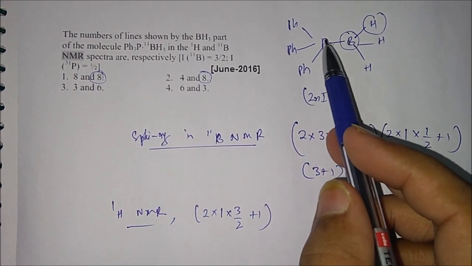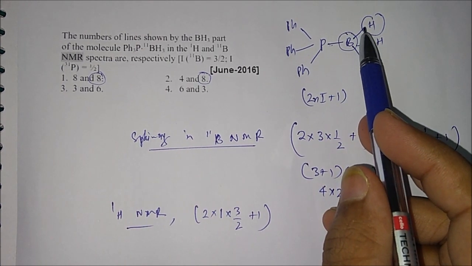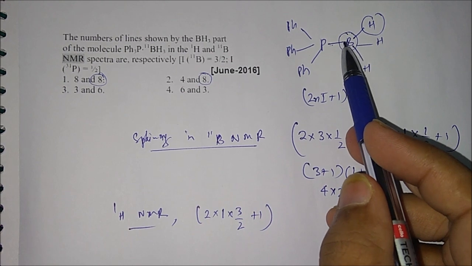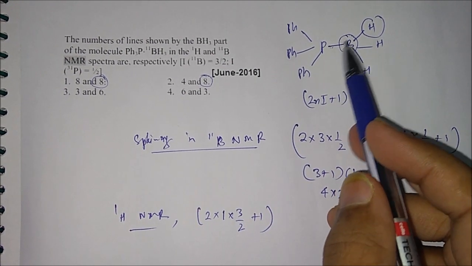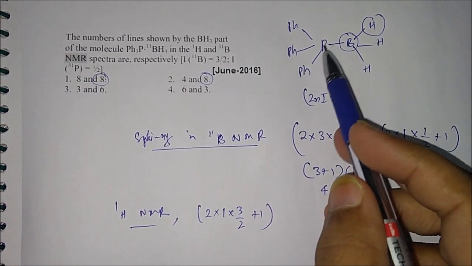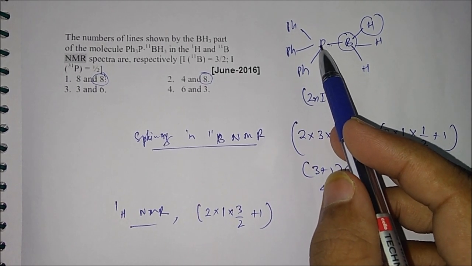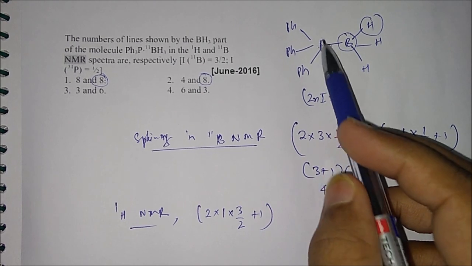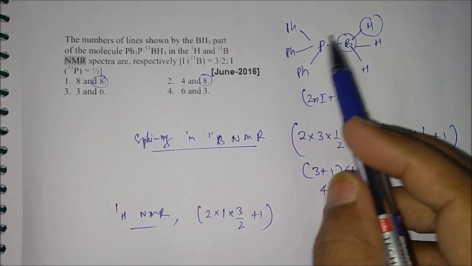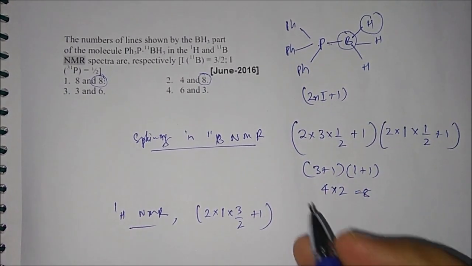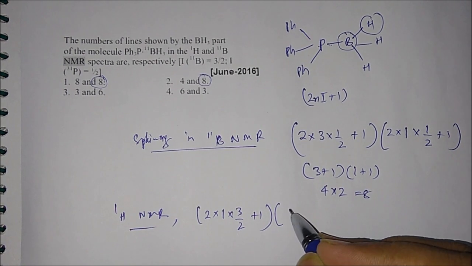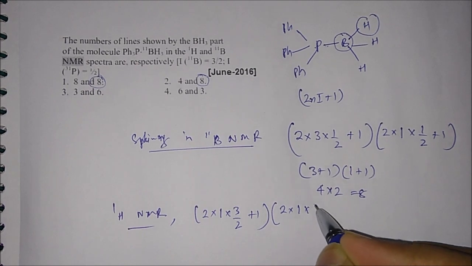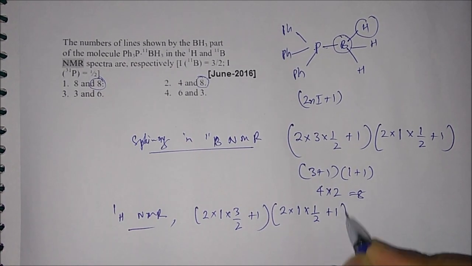Now the splitting will also be caused due to phosphorus, because J coupling occurs when atoms are 1 and 2 bonds away. So J coupling occurs up to a difference of 2 bonds. So that's why this phosphorus will also split the NMR signal of it. The contribution of phosphorus will also be seen here. So how many phosphorus are there? One phosphorus, and I value is 1 by 2, plus 1.